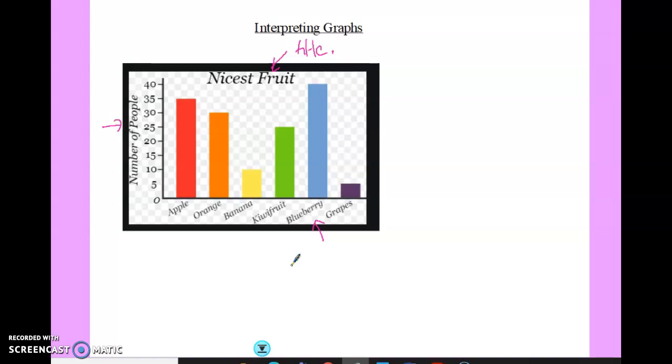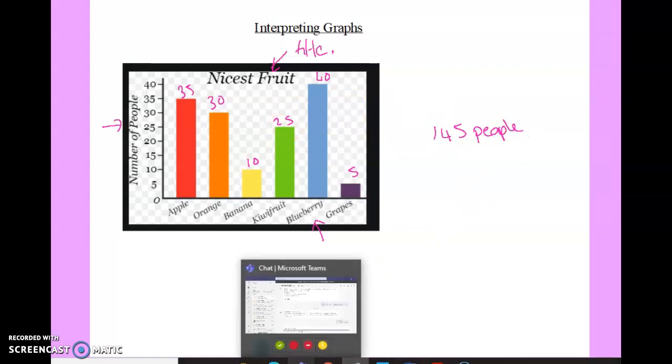Kind of questions you might get asked about this is you might get asked how many people were asked in total. Okay, so we're looking at apple 35, orange 30, banana is 10, kiwi fruits 25, blueberries 40, grapes 5. So if you were asked how many were in total, you would just be adding them up. So what would that be? 105, 110, 120, so it'd be 145 people.